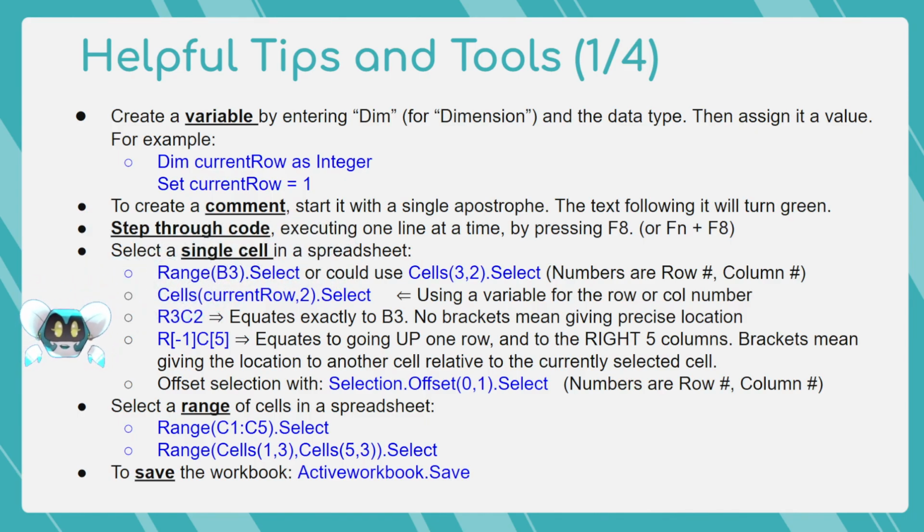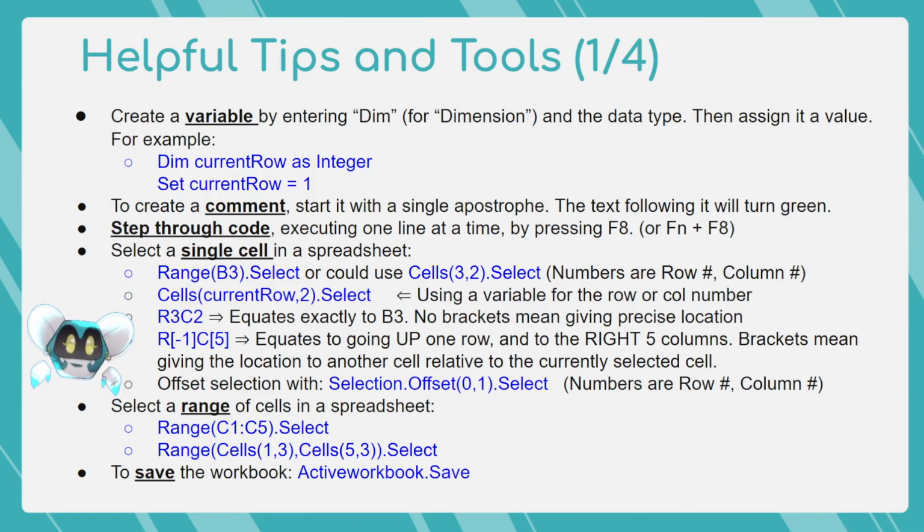You can reference a location using the R1C1 method. And this is saying if you do not use brackets around the numbers, that is the exact location that you are telling your macro to go to. So R3C2, you are specifically saying row 3, column 2.